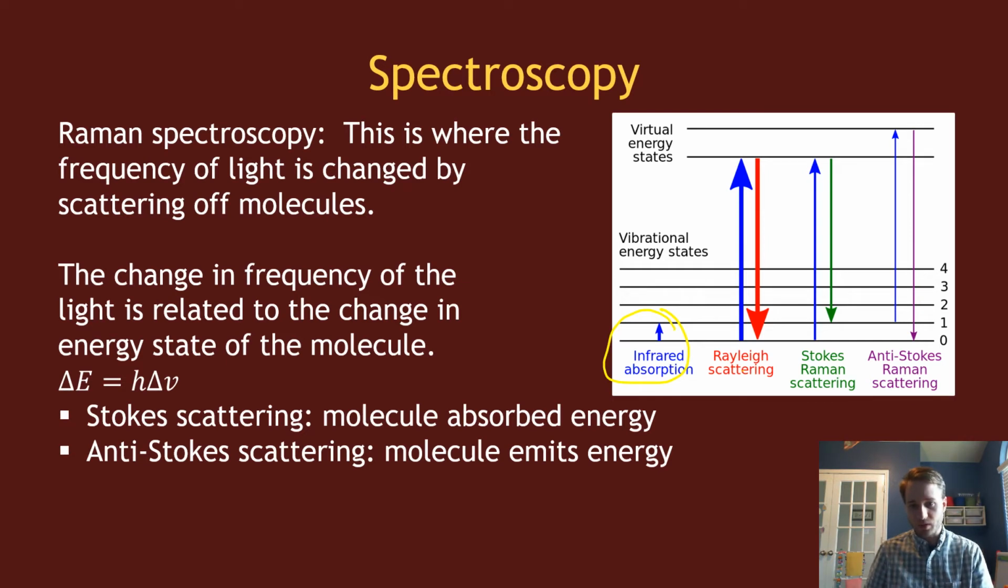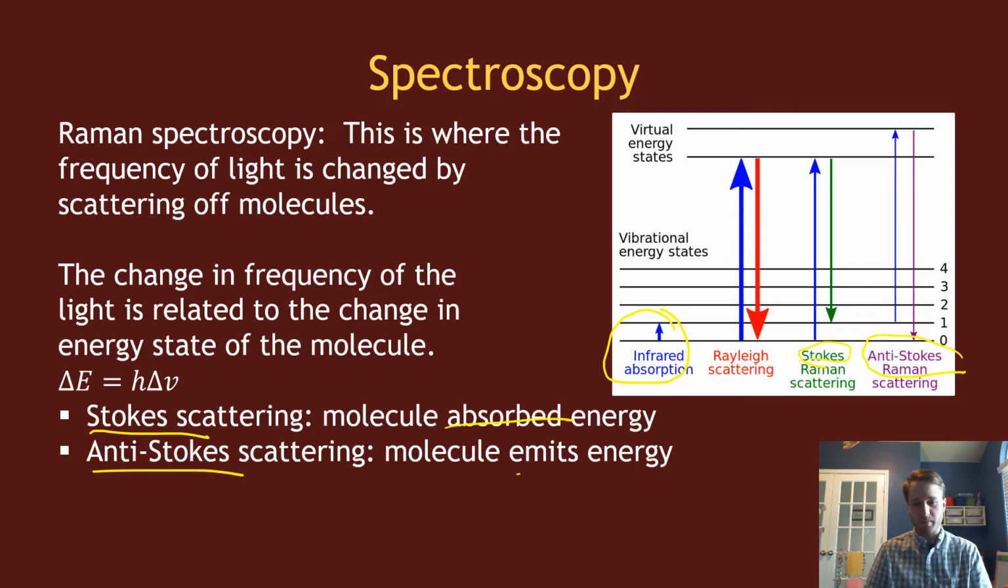And then there's what's called Stokes Raman scattering. Stokes scattering is when the energy of your light has decreased slightly and you've caused a transition in your molecule where it goes from a lower energy to a higher energy state. And then anti-Stokes scattering is when your molecule goes from a higher energy state to a lower energy state and gives off some of its energy during the scattering process to the light. So again, in Stokes scattering, your molecule absorbs some amount of energy.